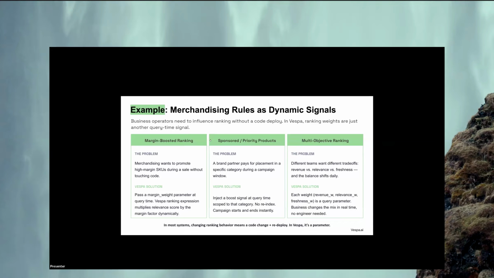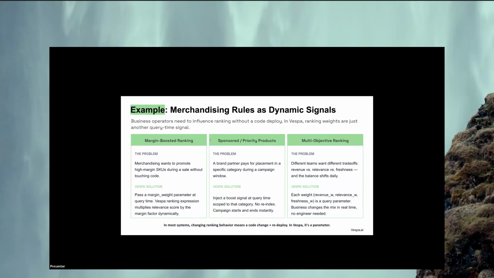In the first example, we can, for example, promote high margin SKUs during a sale without touching the code or the ranking model. The way this works is we can pass a margin weight at query time, and the ranking expression becomes the base relevance plus the margin weight that we just passed multiplied by the attribute margin, which can be a scaled value representing how much margin we are making on that product. Automatically we will boost higher items on which we have a higher margin.